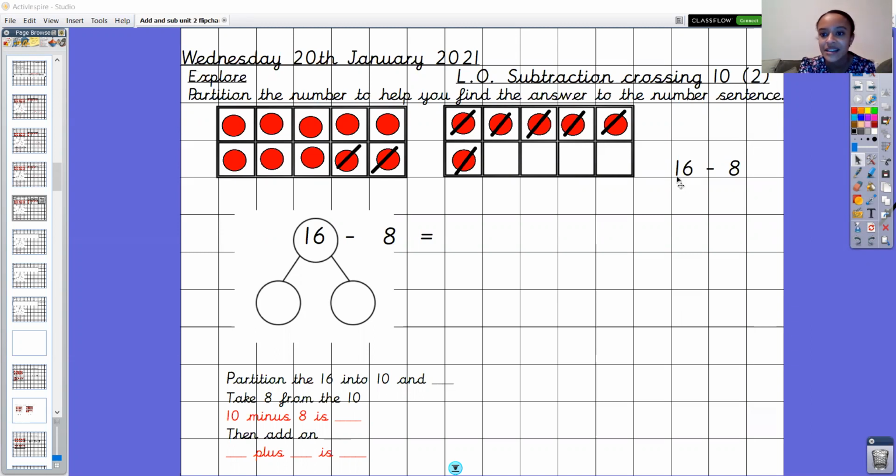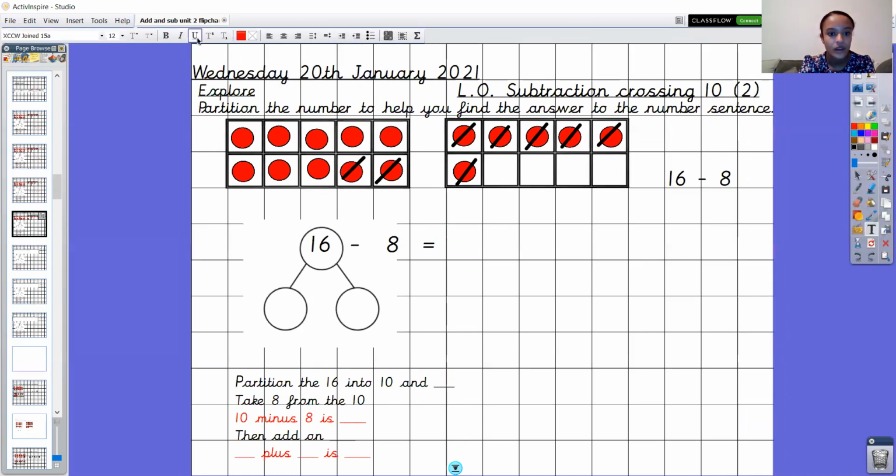So we want to find out the answer to this number sentence here today, 16 take away 8. Can you remember from yesterday how we talked about how we were going to partition the first number, the whole number, into two parts, 10 and something, which helps us find out the answer to this number sentence? We've got some instructions here to help us partition the 16 into 10 and something.